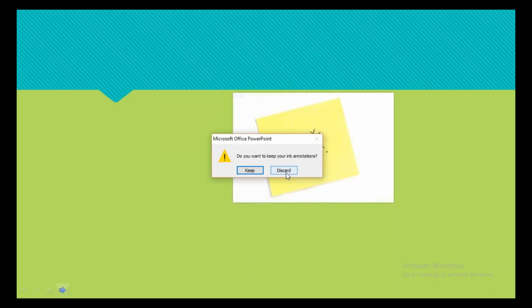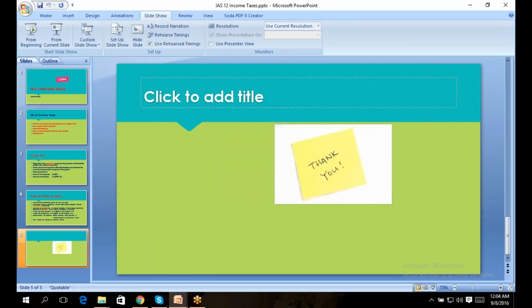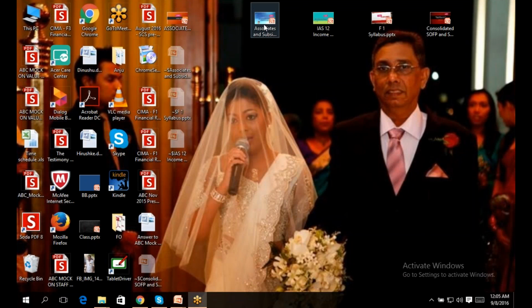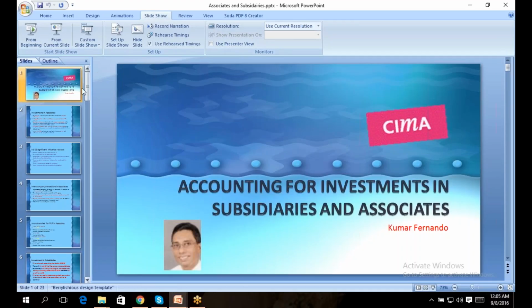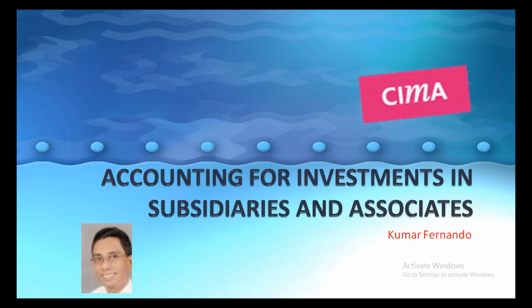Right. So now we move into the big area. We are starting off with what we call accounting for investments in subsidiaries and associates. It's about accounting for investment in subsidiaries and associates.